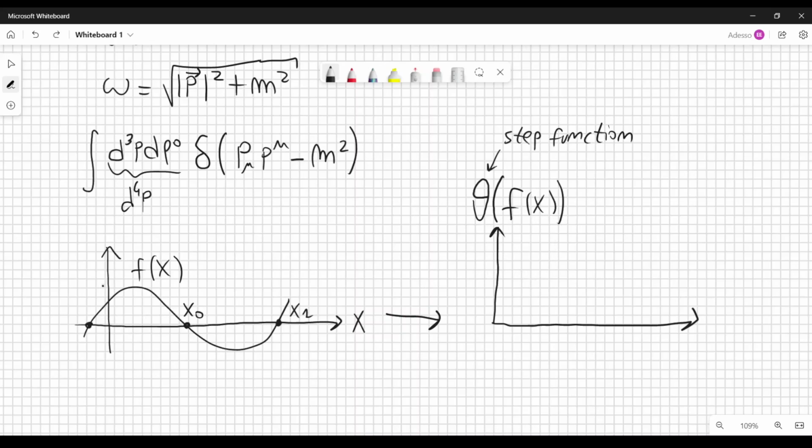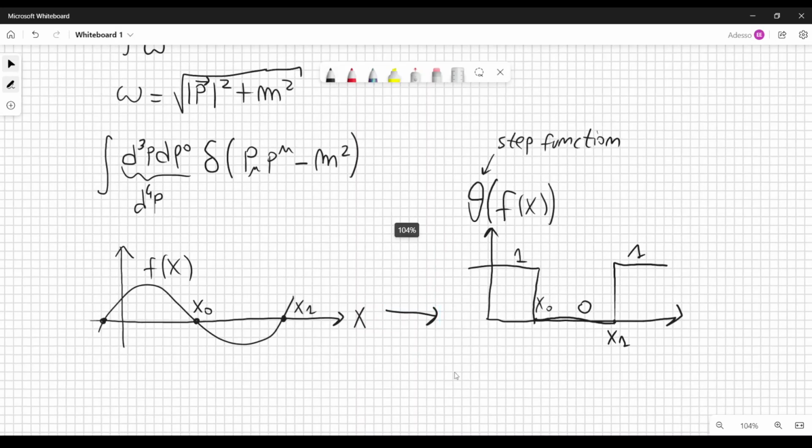For example, in this interval here, the function is going to give me 1. Then it will be 0 if the function is negative, so it will be 0 between x0 and x1. We have x1 here, and then it will be 1 because when x is greater than x1 here, it will be positive. So the function is 1 here, and 0 here.